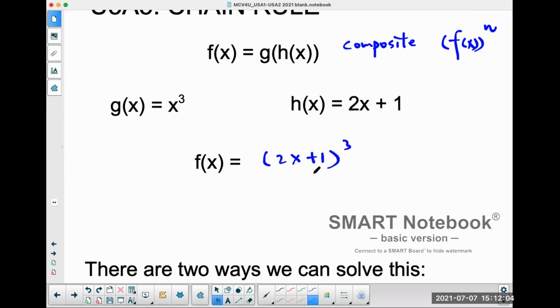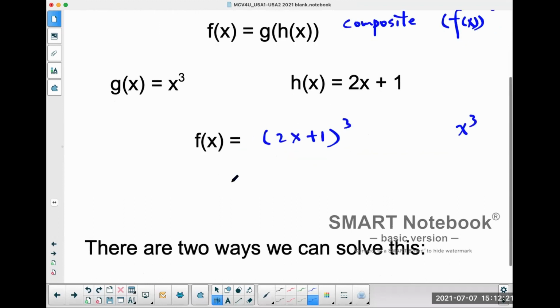What happens when you have a function raised to a power? Because right now we only know how to do x to the power 3. We don't know how to do it when we have a bracket or something raised to the power 3, and that something is more than just x. There are actually two ways of doing this question.